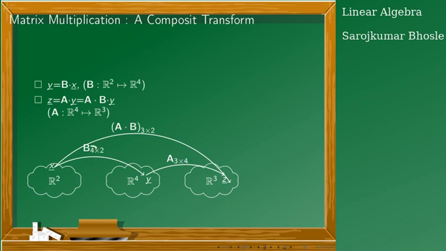these things must match. So the number of rows of B and the number of columns of A should match, because if you see it carefully, in this case this 2 is the size of the input vector, and this is the size of the output vector. So what B is doing is, it is mapping a two-dimensional vector into a four-dimensional vector, and what A is doing is, A is taking a four-dimensional vector as input and converting it into a three-dimensional vector. So that's why the output size of B and the input size of A must match.